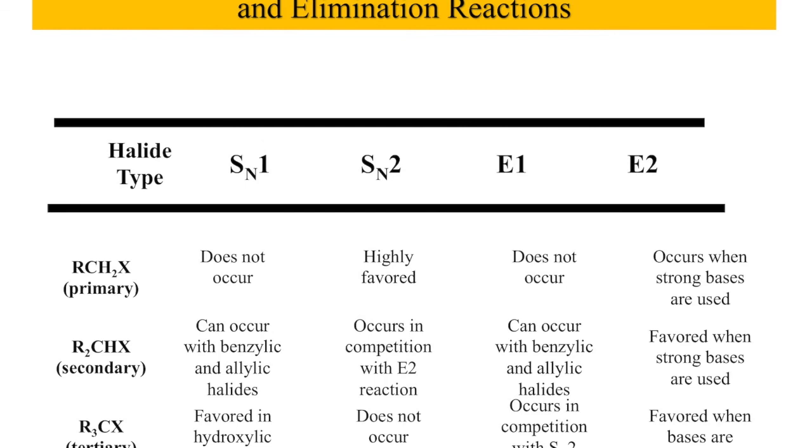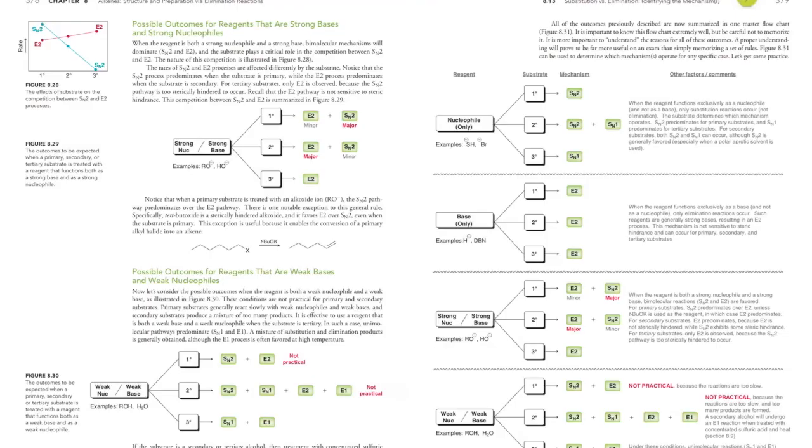So let's talk about elimination for the tertiary and secondary. Elimination first order for the secondary and tertiary could happen independently, based on the substrate, the base and also the solvent. With the presence of a strong base, E2 is favored for secondary and tertiary.